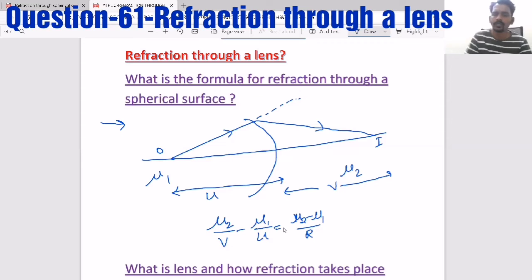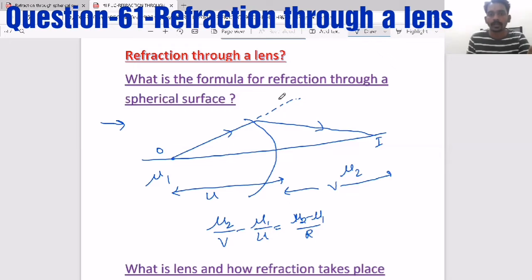where u is the object distance, v is the image distance, and mu1 and mu2 are the object side and other side media. You have to always take the object side first. So the object side you have to consider as mu1. Then the other side, obviously, you will take as mu2, so that no confusion will come. And r is the radius of curvature.